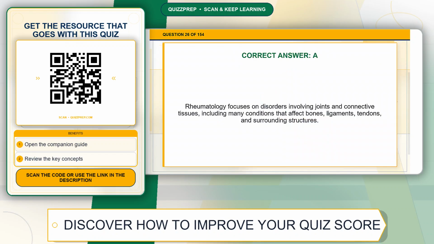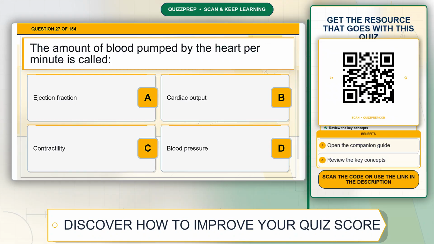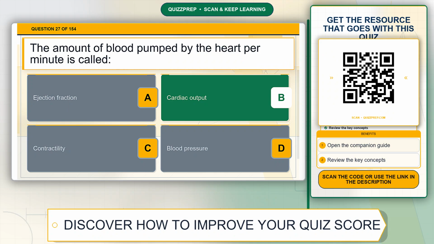Explanation: rheumatology focuses on disorders involving joints and connective tissues, including many conditions that affect bones, ligaments, tendons, and surrounding structures. Question 27. The amount of blood pumped by the heart per minute is called: Option A, ejection fraction. Option B, cardiac output. Option C, contractility. Option D, blood pressure. The correct answer is option B, cardiac output.